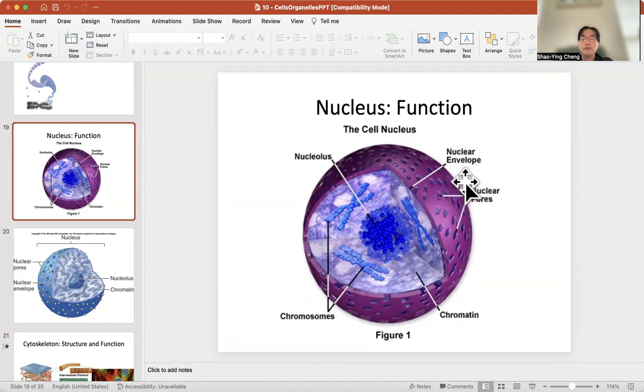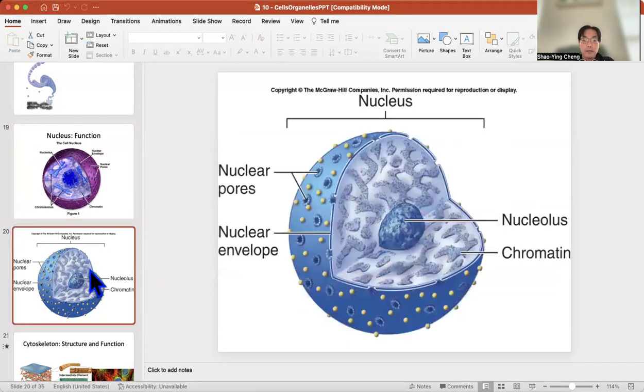And once they go out the nuclear pore, outside is the rough ER. That's the place where you have ribosomes, and they can help translation. So the mRNA will go out into the rough ER for translation to happen. So that's the nucleus. And inside, the dense part is called the nucleolus. And those loose DNA are called chromatin. And the membrane is called the nuclear envelope. And those holes for mRNA to go out are called nuclear pores.